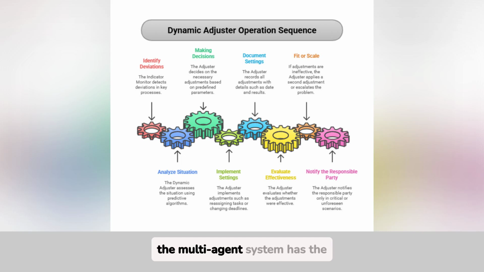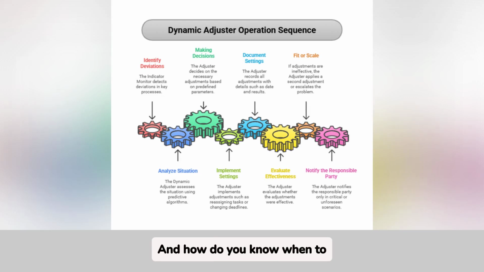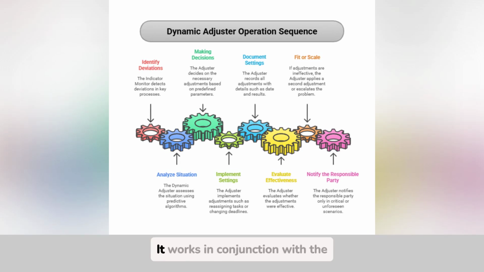That's why the multi-agent system has the dynamic adjuster, a subagent that corrects deviations without the need for manual intervention. It acts like a nervous system within the operation, always alert and ready to intervene. And how do you know when to act? It works in conjunction with the indicator monitor we saw in the previous video. This monitor collects and analyzes information from all key processes.